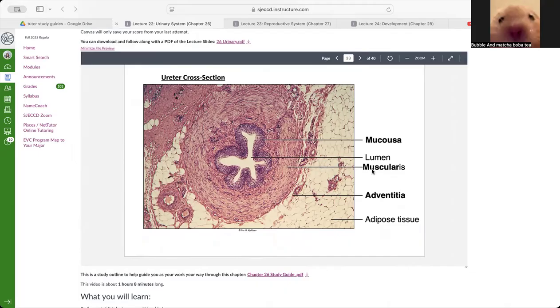We have muscularis, which is 2 layers of smooth muscle. The deepest is longitudinal and the external is circular, and the longitudinal is closer to the lumen. Along the distal third of the ureters, as you get closer to the bladder, you see an additional third layer of longitudinal muscle controlling the ureter.